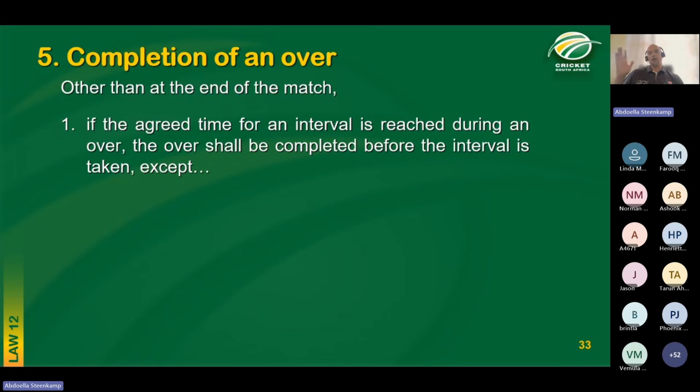So let's say our lunch is at 12 o'clock, and we look at our watch and see it's 12 o'clock, but there have only been 4 balls bowled in the over. You will not take lunch at 12 o'clock. You first complete the over. You first bowl those 2 balls, then you will take lunch. First complete the over, then take your interval.